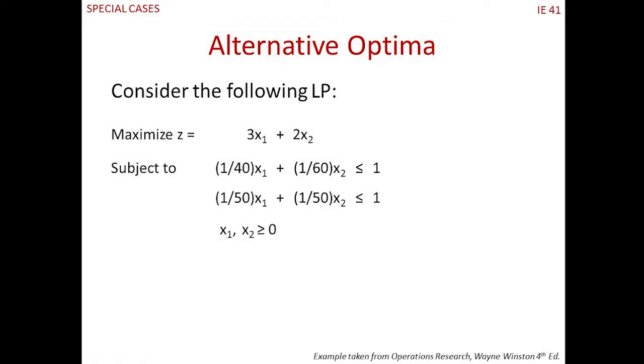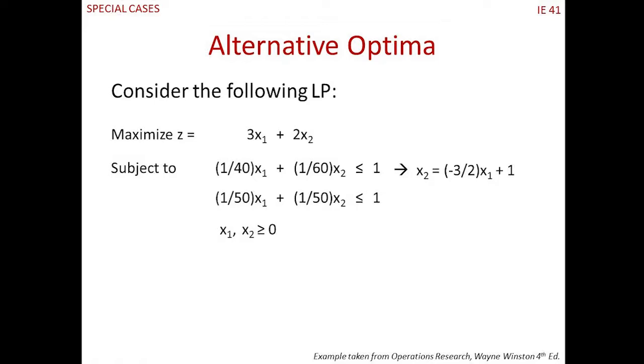From this example, we can see that the objective function has a slope of negative 3/2, given the slope-intercept form of a line, y equals mx plus b, where x1 is x, x2 is y, and z is the b. By examining our constraints, we can see that the first one also has a slope equal to negative 3/2. It is also important to note that the constraint parallel to the objective function must be a binding constraint before concluding that the LP has infinite solutions.